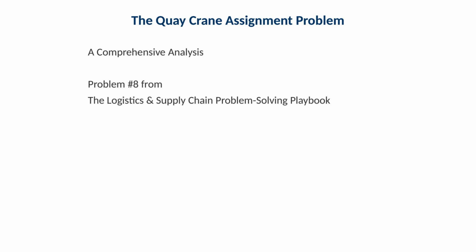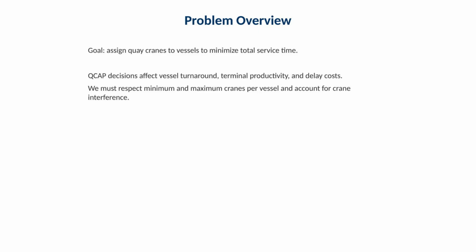Every vessel has minimum and maximum crane limits. Crane productivity can vary, and cranes working too close together interfere and reduce effective throughput. The goal is to assign quay cranes to vessels to minimize total service time. In operations terms, you want to clear the vessel workloads as quickly as possible while using the crane fleet efficiently.